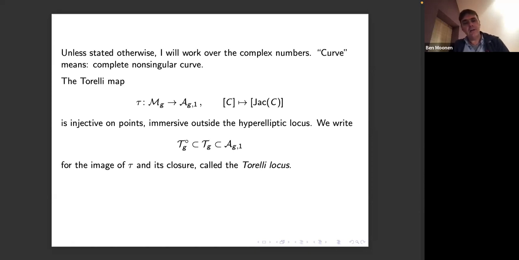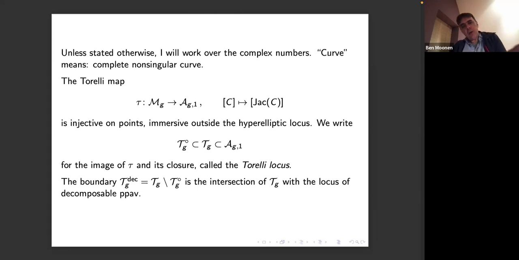And it's a very classical theorem that this is injective on points, really on C-valued points. And away from the hyperelliptic locus it is actually even an embedding. Now one piece of notation that it helps if you can memorize: I'll write TG for the Torelli locus. This will be the closed subvariety of AG which you get as an image. And then TG with the little circle on top is the open Torelli locus, so the actual image of this Torelli map. That will play a role in things I'm going to talk about.